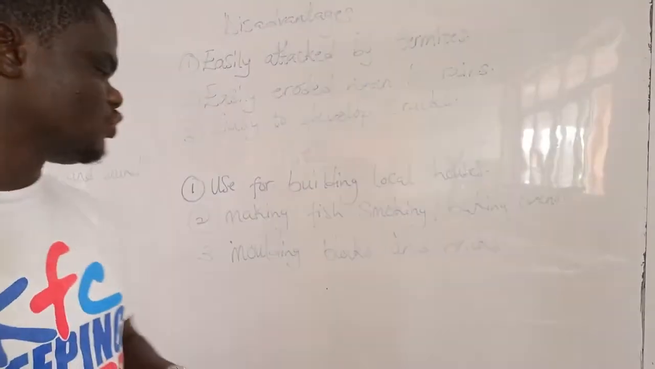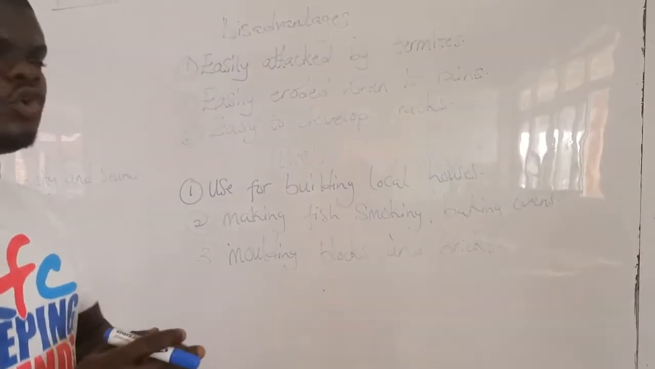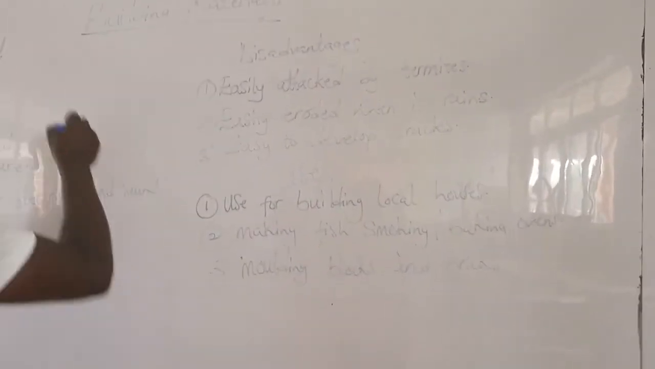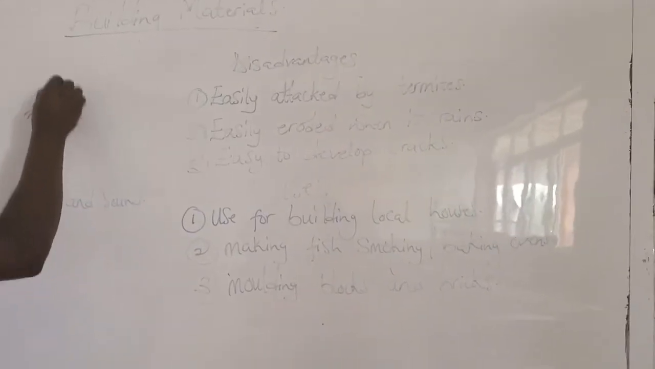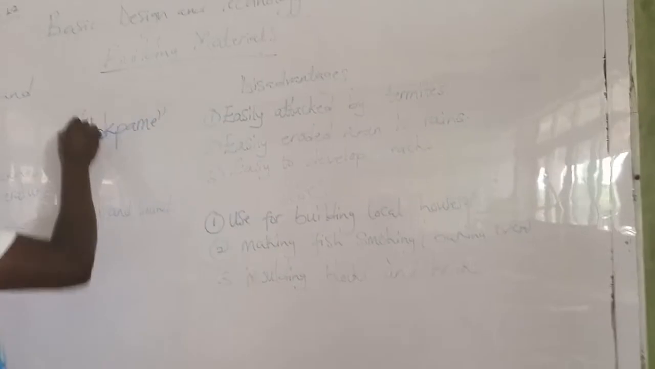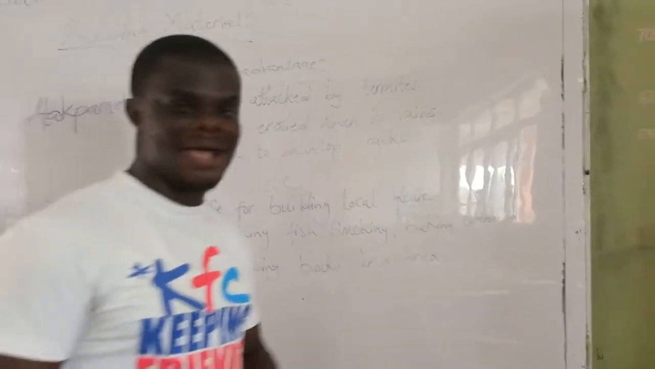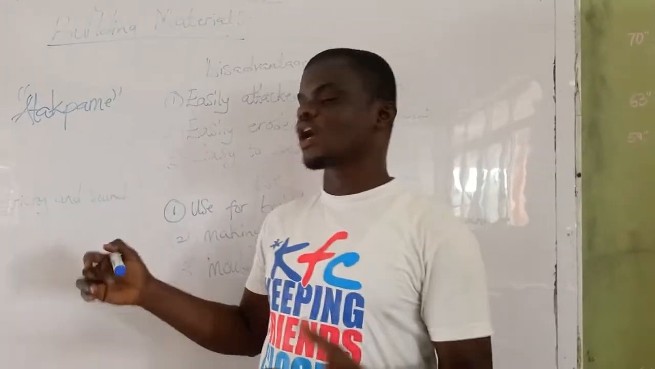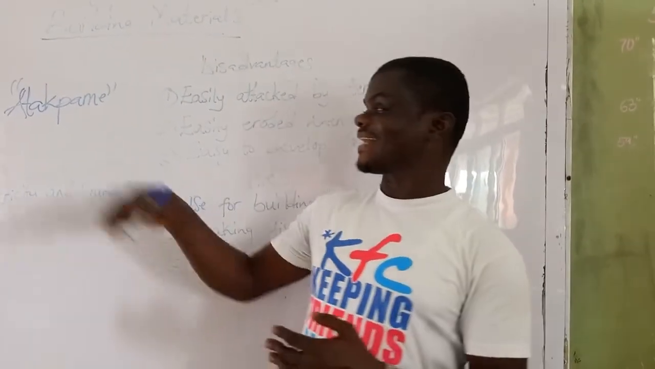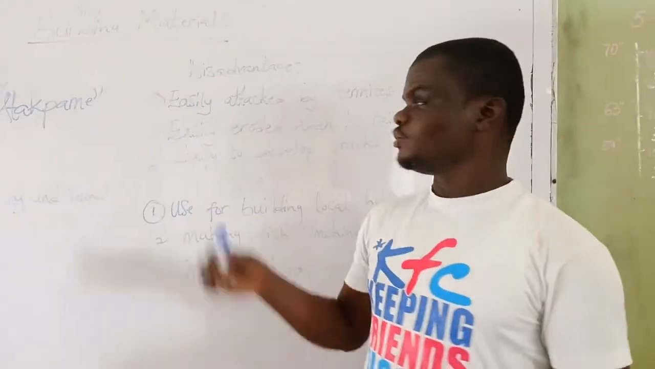Now let's move on to uses. It is used for making local houses. Now the local houses, we are talking about the Atakpame buildings. The Atakpame. It is not Atakwame. It is Atakpame. So it is used for making local buildings. That is what they use laterite for.